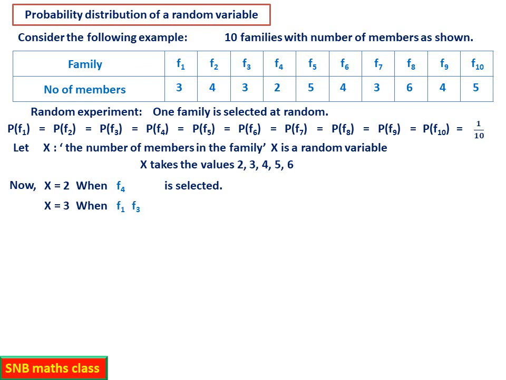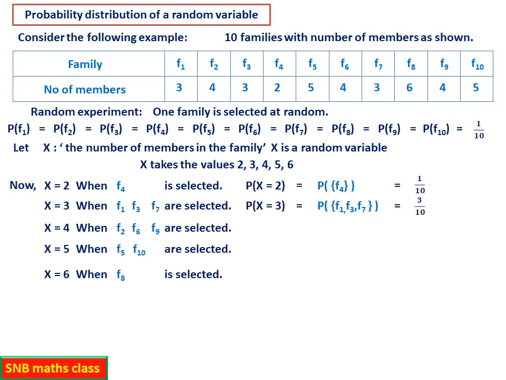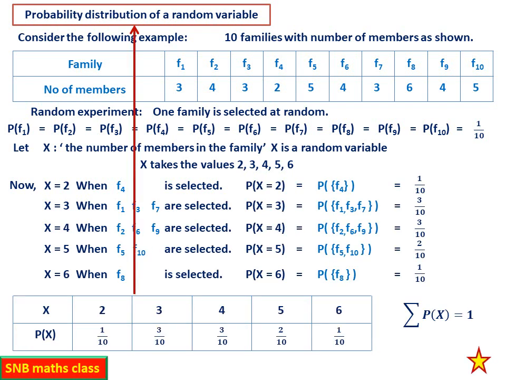Similarly, x equal to 3, when you are selecting F1, you can see the table, then F3 or F7 are also selected. Similarly, x equal to 4, when you are selecting F2, you can check, then F6 and F9 are selected. Similarly, x equal to 5 is possible only when family F5 is selected or F10 is selected. These are the families having 5 members. And x equal to 6 is possible when F8 is selected. There is only one family, F8, which has 6 members.